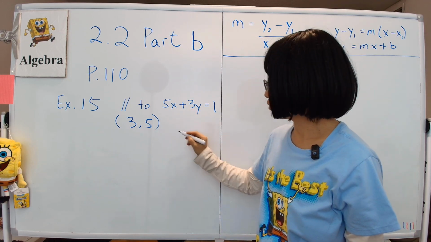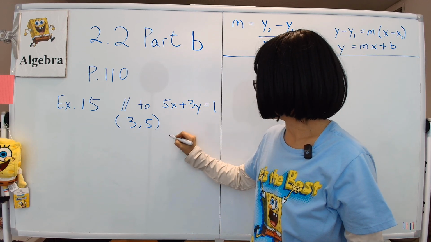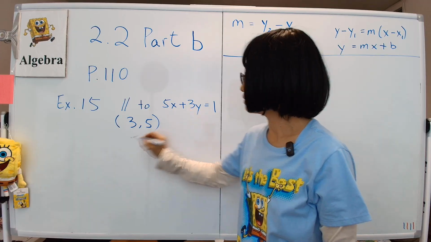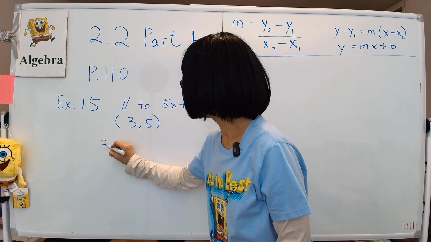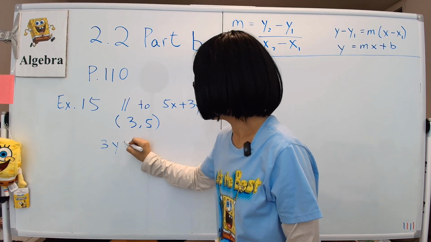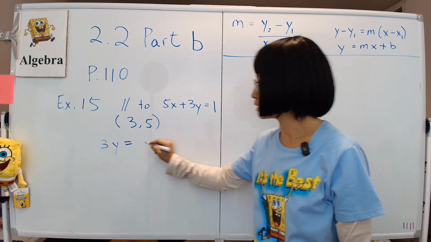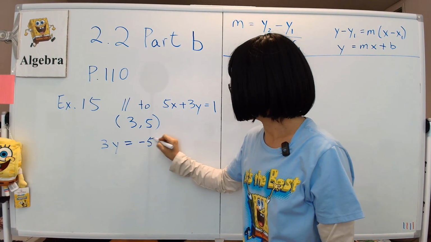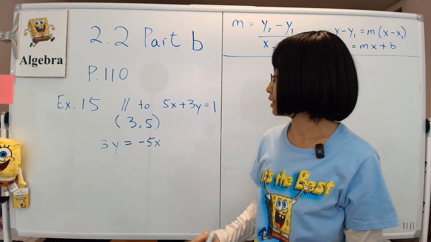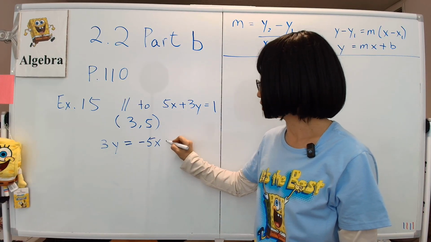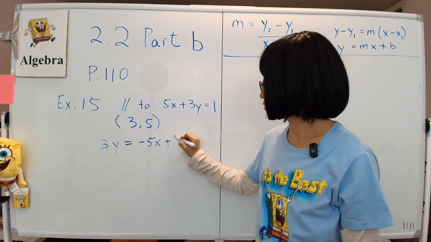We'll rewrite this thing. We have 3y equals, we'll push the 5x to the other side of the equation, and it becomes negative. Anything that's pushed across the equal sign becomes negative. And then the 1 is still on the right side, so we'll keep it that way.